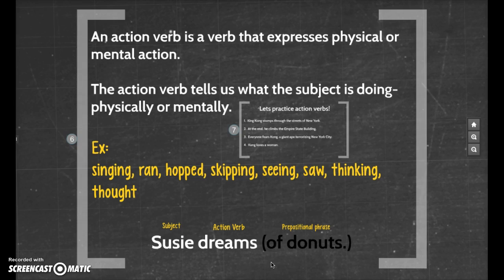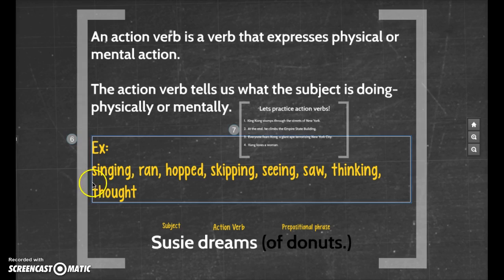Now, Susie dreams. So who is the subject in this? It's going to be Susie. And what is our subject doing? Dreaming. So that's going to be our action verb. That's something that's going to be mental or physical, and it's going to show action.